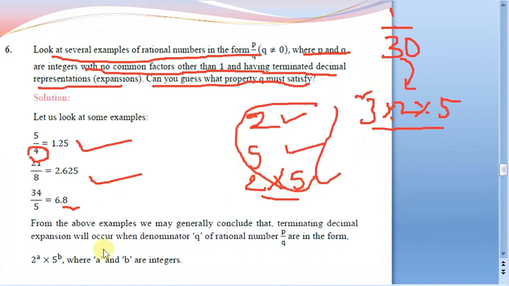Only these are the cases. In general, we have to get 2 power a into 5 power b, where a and b are integers. That is what we have to have in our denominator to make sure that the decimal expansion of the rational number is terminating. For other cases it won't terminate. Always it will be non-terminating repeating for the rational numbers.